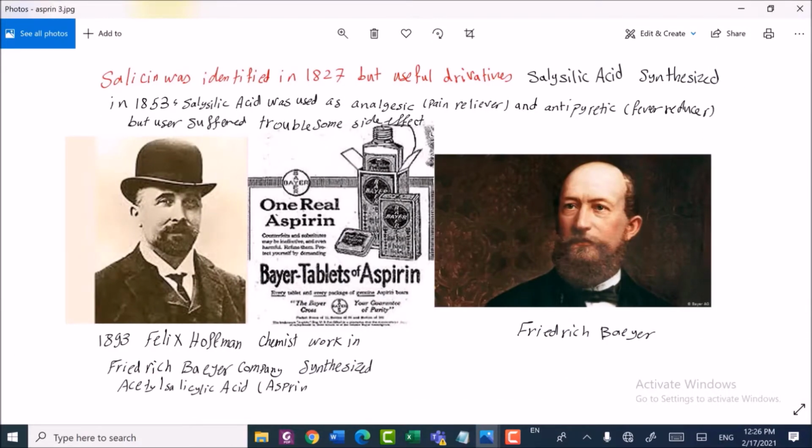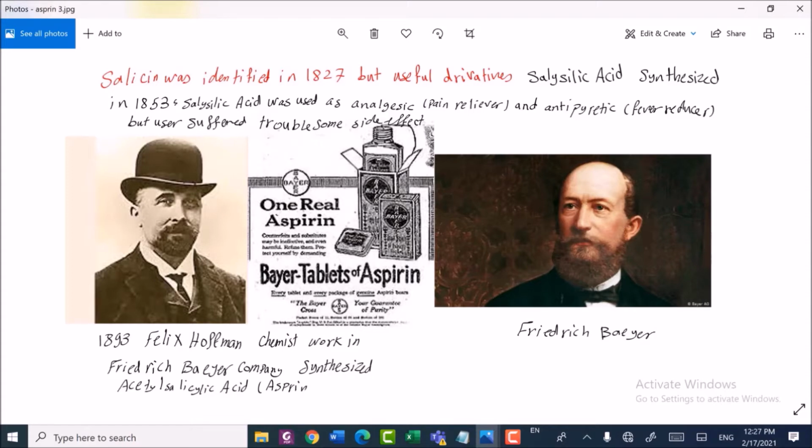Salicin was first identified in 1827, but the useful derivative, salicylic acid, was synthesized in 1853. Salicylic acid was used as an analgesic pain reliever and an antipyretic fever reducer, but users suffered from troublesome side effects. Till 1893, Felix Hoffmann, a chemist working at the Friedrich Bayer Company, synthesized acetylsalicylic acid, known as aspirin.